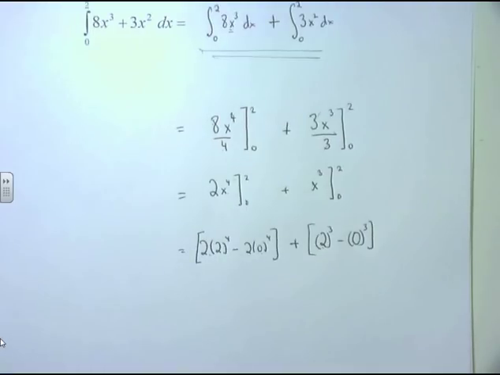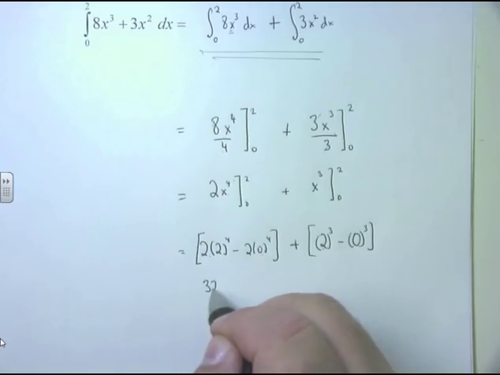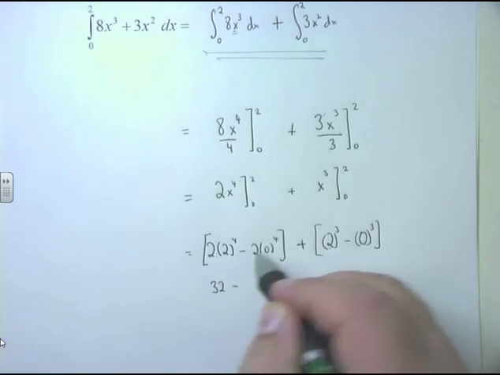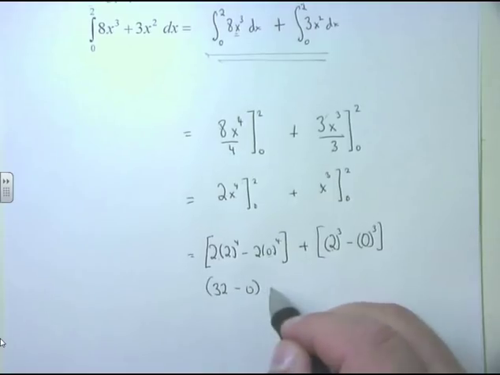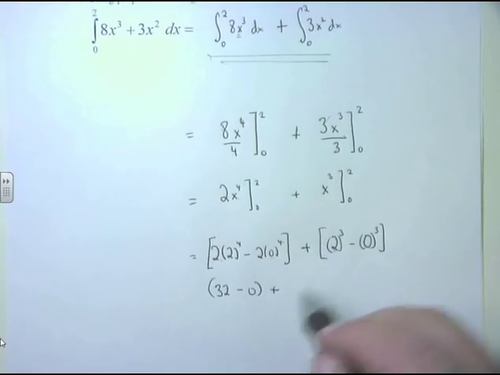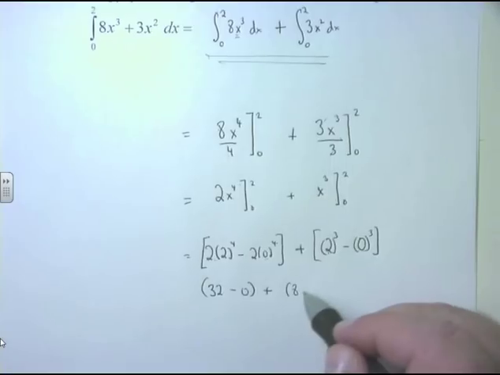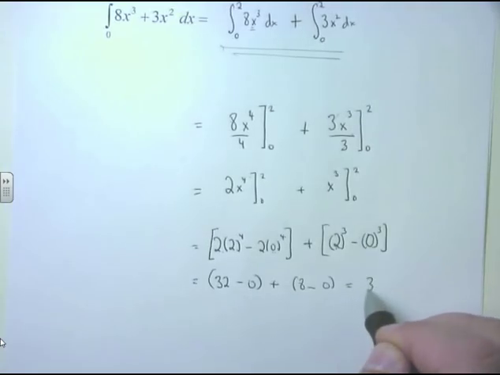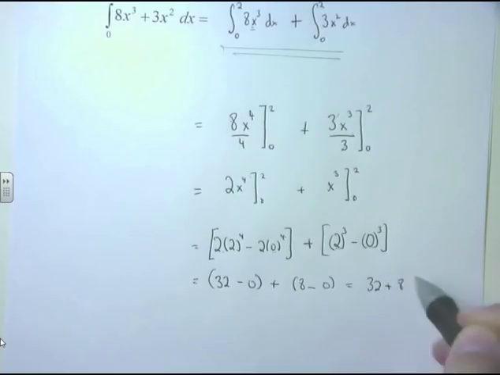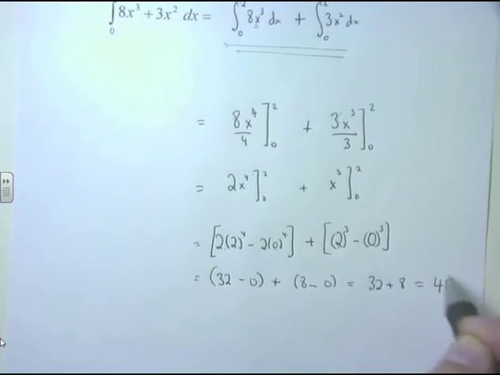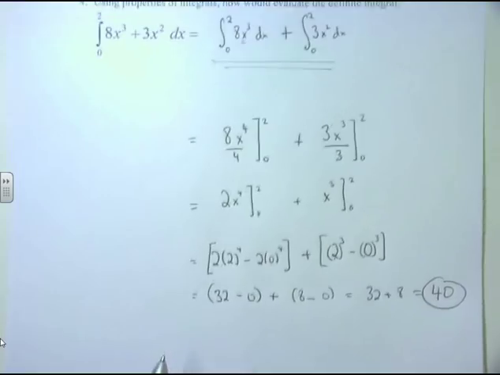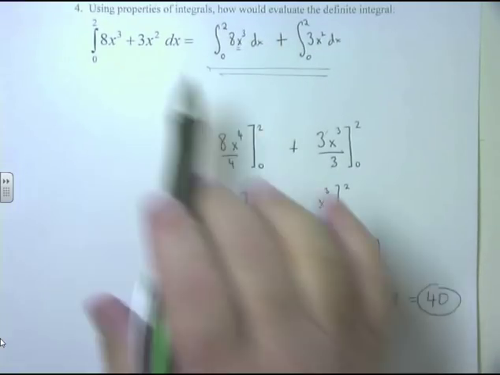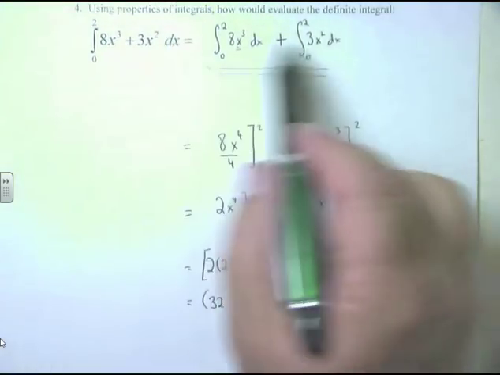2 to the 4th is 16 times 2 is 32. 0 to the 4th is 0 times 2 is 0. Plus 2 cubed is 8 minus 0 cubed is 0. So this cleans up to be 32 plus 8. So the answer is 40.